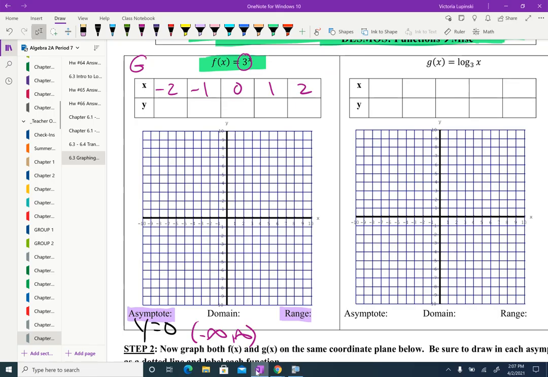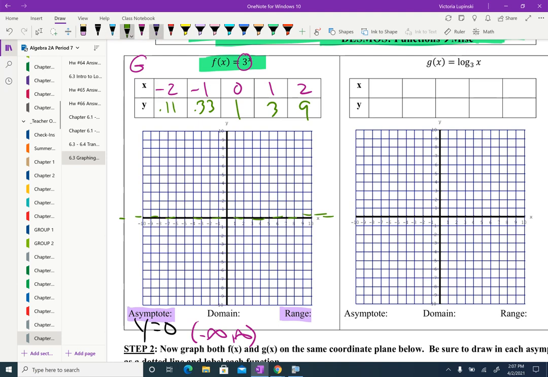So if I go back here, I'm going to start by writing in the y values that I got from the table. So negative 2 was 0.11, negative 1 was 0.33, 1, 3, and 9. Then, of course, you have to remember there is an asymptote at y equals 0. On the graphing calculator, you can't see it, so you have to add it in. I'm going to draw it as a dotted line, as we typically do, because it's not actually a line. It's just a value that we're approaching.